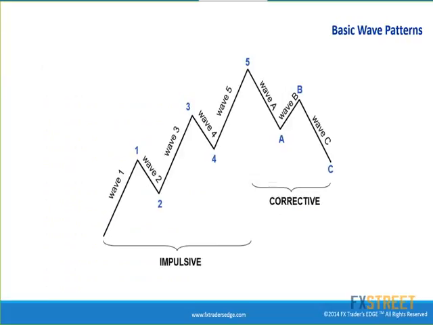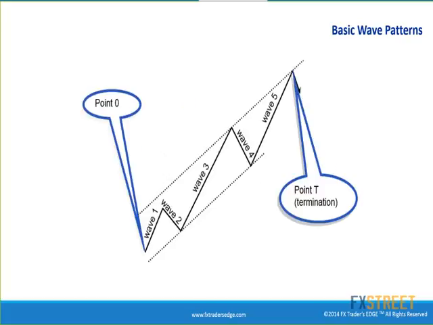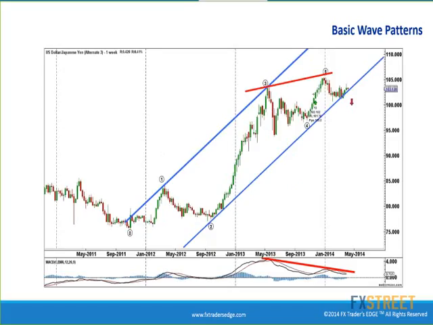This is the 8-wave structure, the impulsive structure, the 5 waves up and the 3 waves back. We start at point 0, we end at point T for the impulse wave. Here's an example in the market. This is the dollar yen, this is the weekly chart. I took this out this morning.